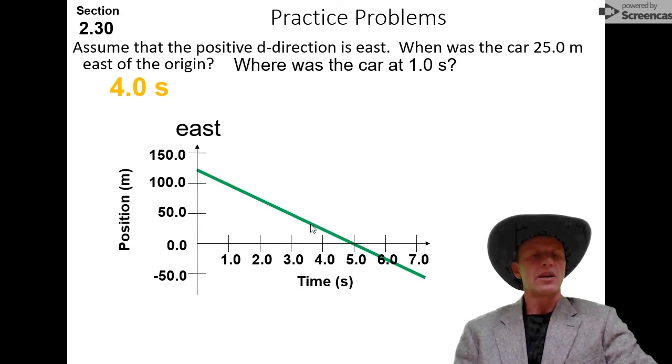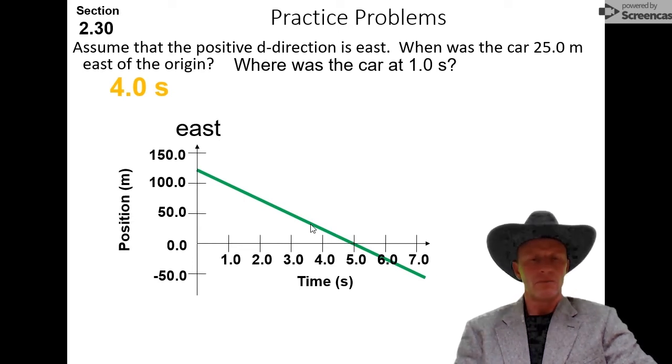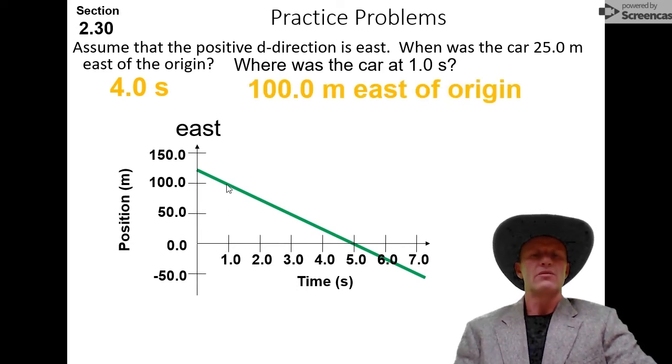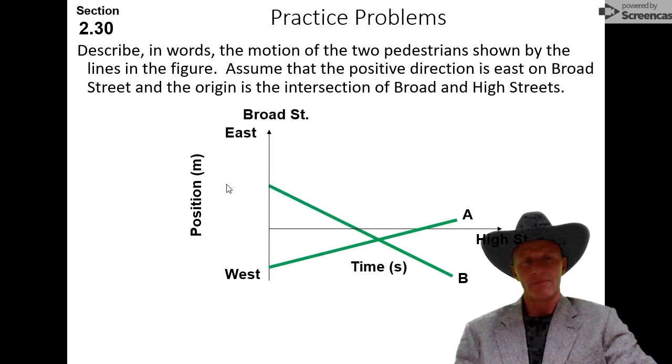Where was the car at 1 second? So here it is at 1 second after we started collecting data. It started 125 meters away from you, but at 1 second, it would be 100 meters away from you, east. So we can answer all kinds of questions looking at these graphs.